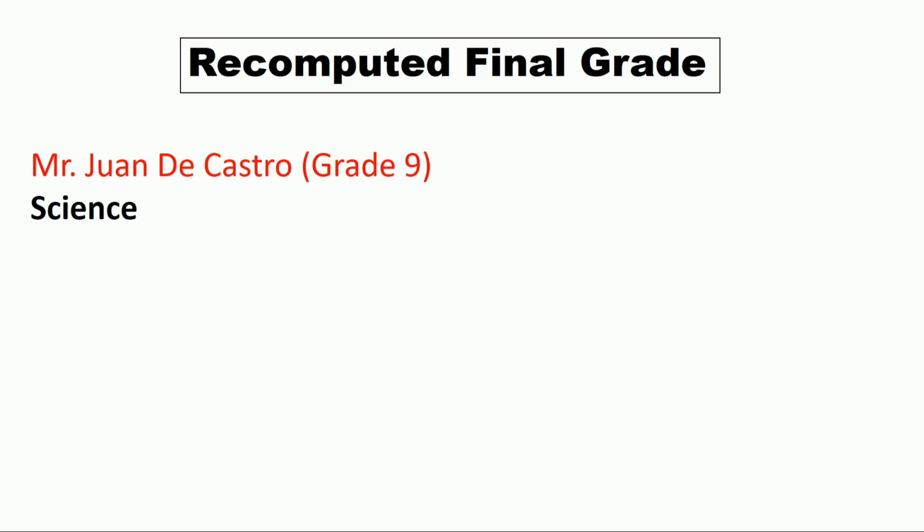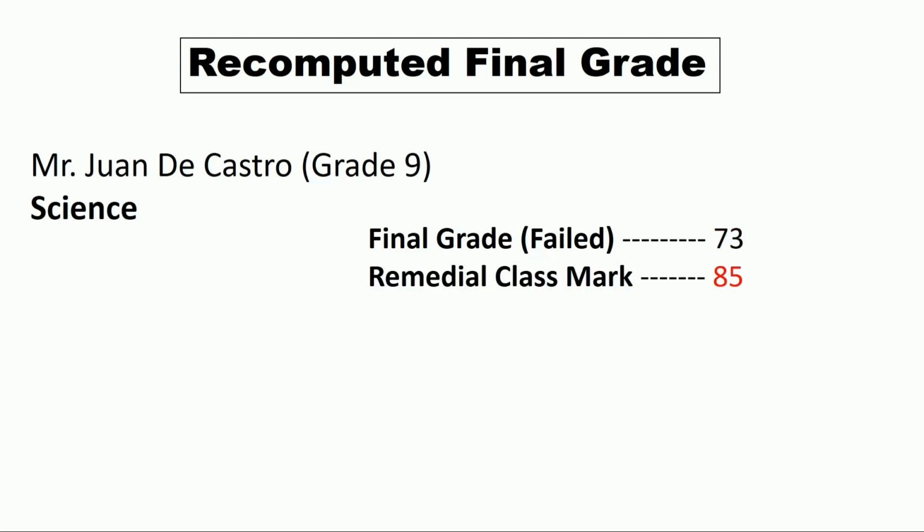For example, Mr. Juan de Castro, a grade 9 student, received a final grade of 73 in science. After he attended remedial class, he was able to get 85 for his remedial class mark. In order for us to get the recomputed final grade of Mr. De Castro, we are going to use the RFG formula.